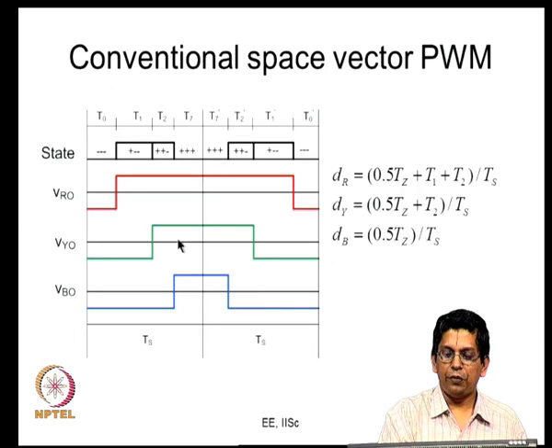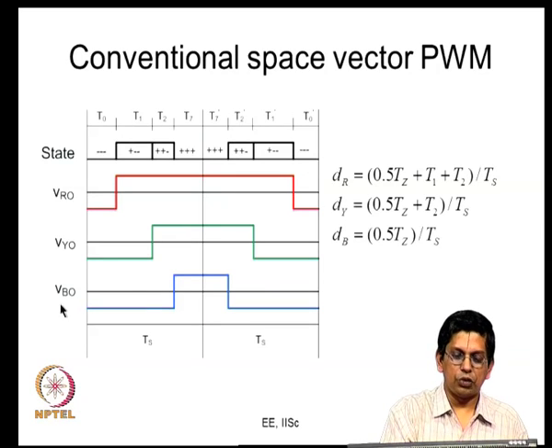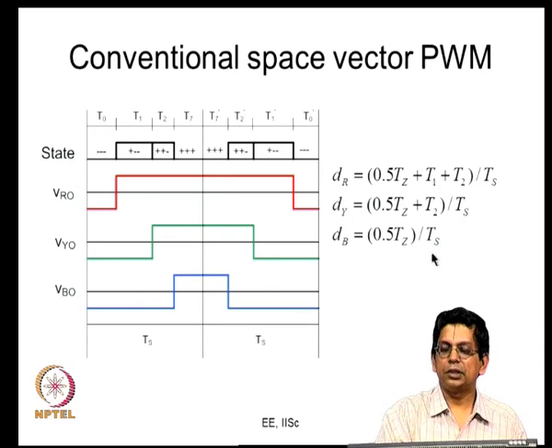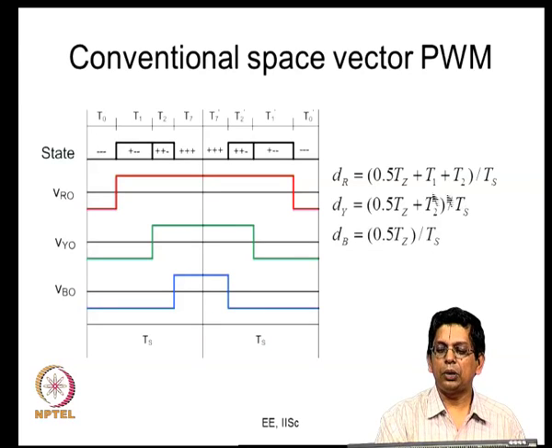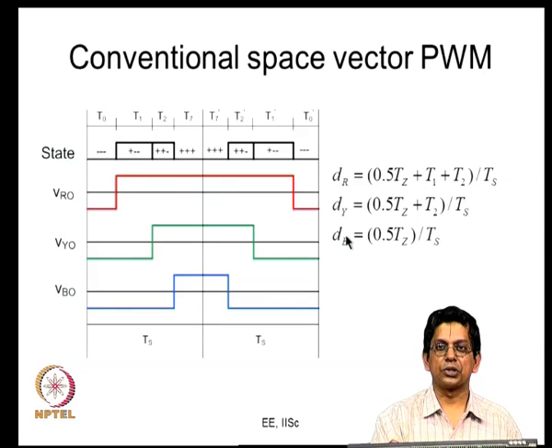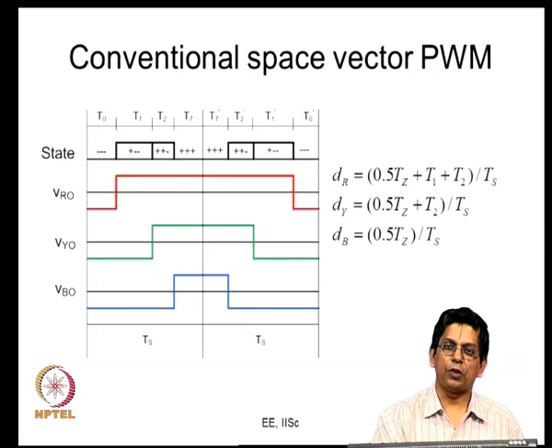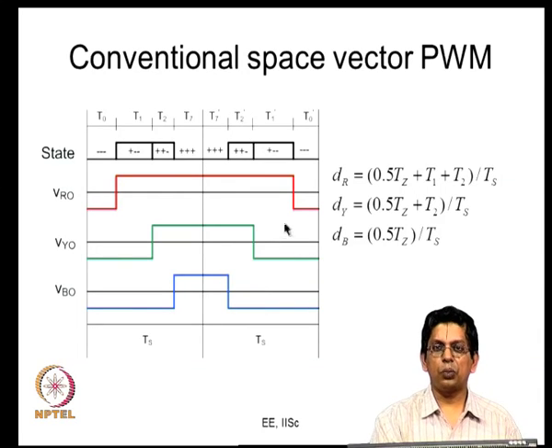What is the duty ratio of Y phase? It is 0.5 Tz plus T2 divided by Ts. What is the duty ratio of B phase? It is simply 0.5 Tz by Ts, and T1, T2, Tz can all be calculated using Vref and alpha. So you can also express your duty ratios like this. If you can come up with your 3 phase duty ratios over a sector, it is the same as arriving at the duty ratio of every phase over an entire cycle, because the sequences are used symmetrically in the 6 sectors.